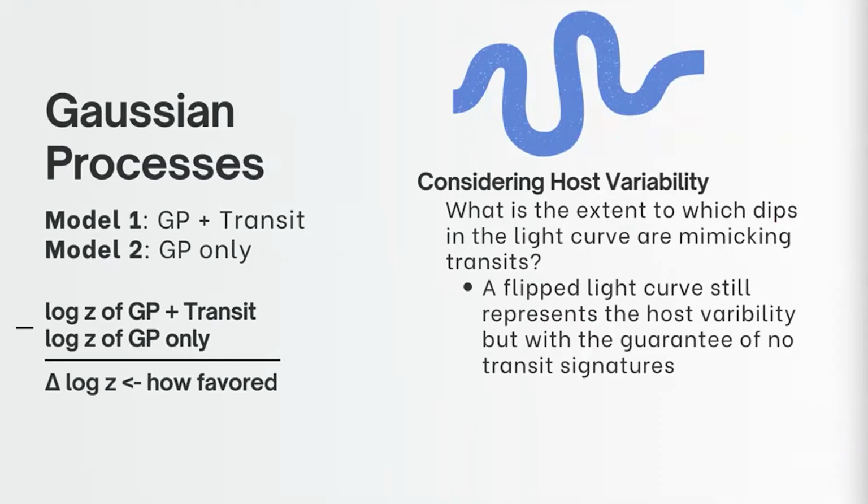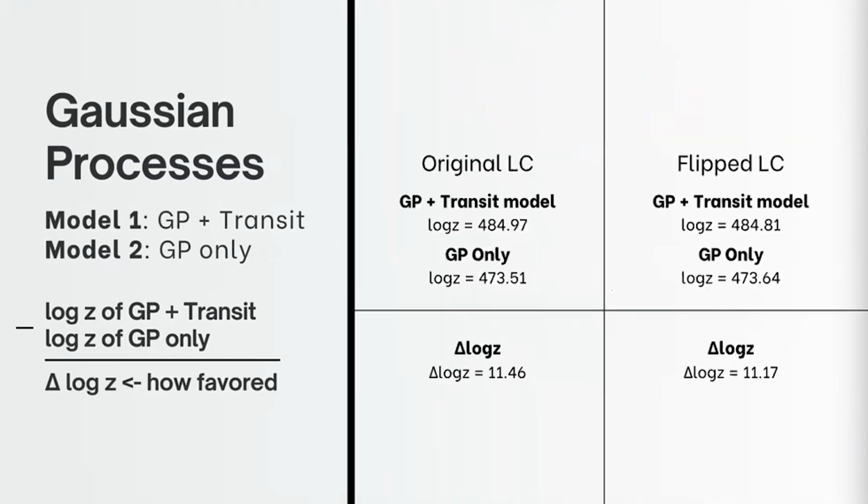And so if you run the models on the original light curve and then the flipped, you kind of start to get an idea of this. So these are the numbers that we're working with. You don't have to pay attention to the specific values. I'll walk us through what's important.